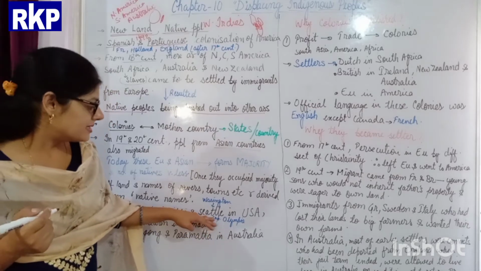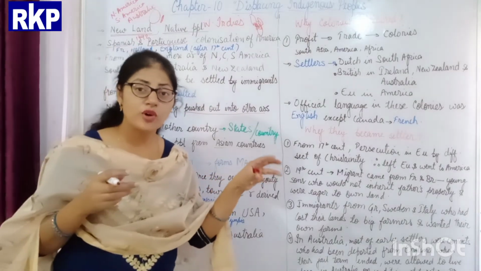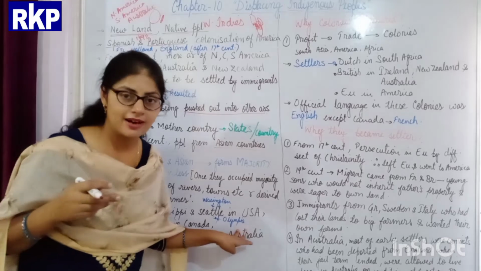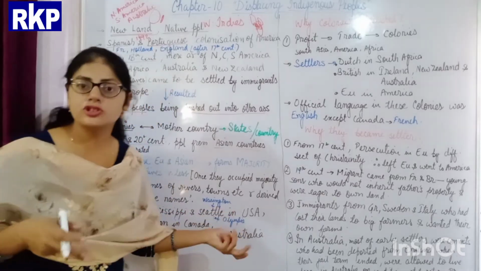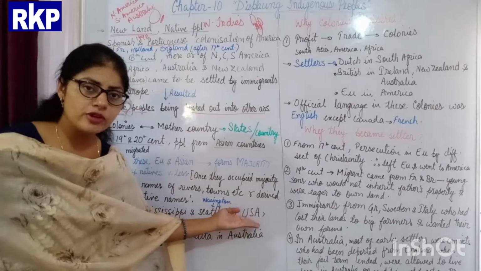And Seattle is a place in Washington. In Washington there is a place Seattle, whose capital is Olympia. Okay, so Seattle is also a local name. This is all about the USA place names.